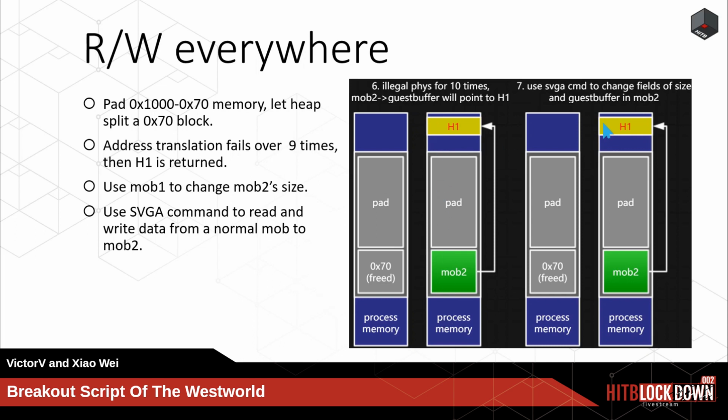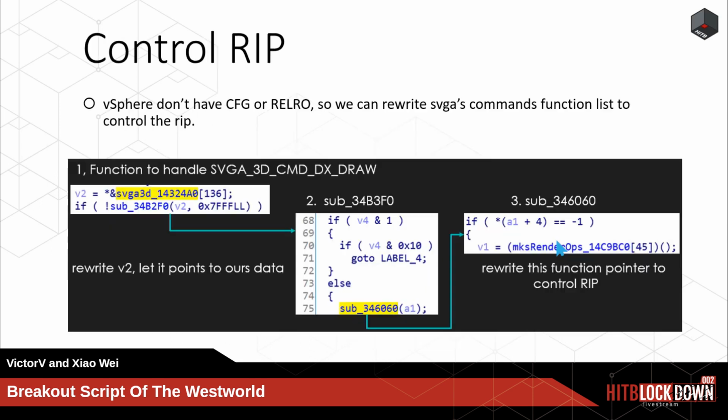Seventh, we use mob1 to change mob2's size field, so we can read and write host process data after H1. We can use SVGA command to copy data between these two mobs. ESXi doesn't have CFG or Retpoline, so we can control its function pointer directly. We just need to find a dynamic call with controlled arguments.